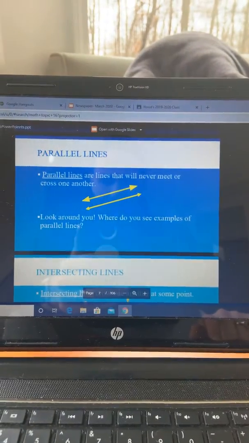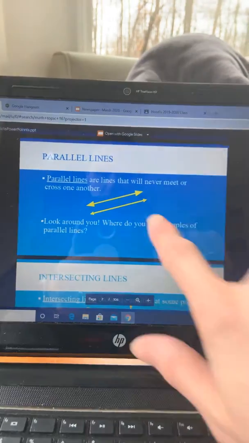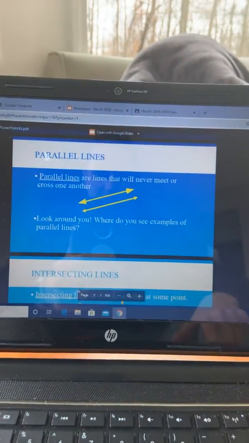Parallel lines will never meet or cross one another. So you've got two right there, and those two are parallel.